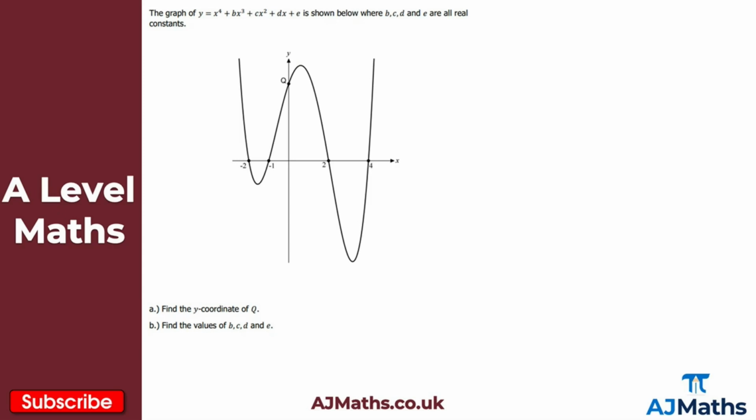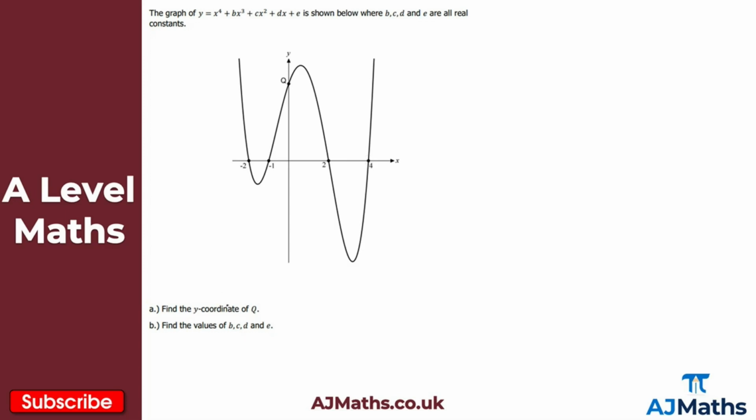I moved on to the very last question here, definitely the trickiest question we've got so far. What I've got now is the graph of y equals x to the 4 plus bx cubed plus cx squared plus dx plus e, and that's shown below. Now b, c, d and e are all real constants. And what we can see from this quartic graph is we have 4 roots, at -2, -1, 2 and 4.